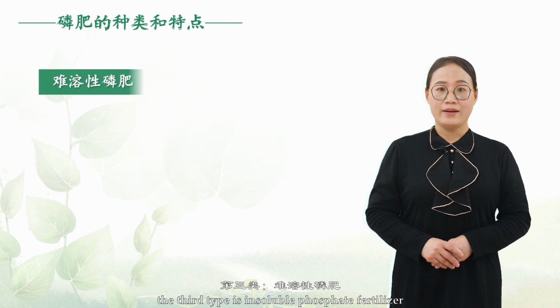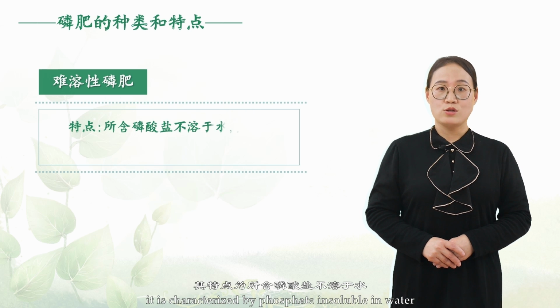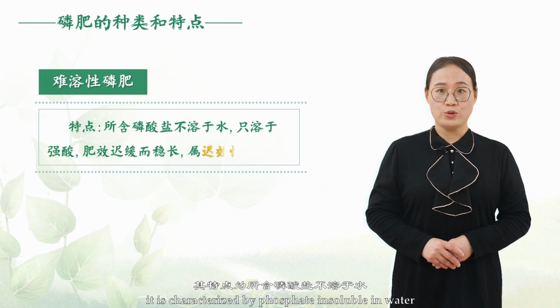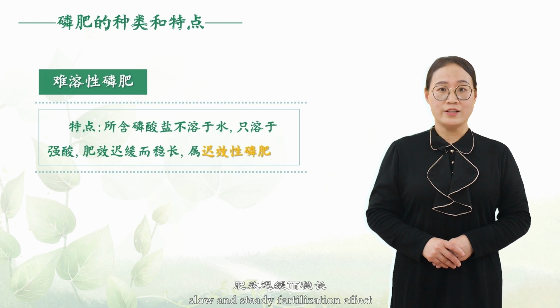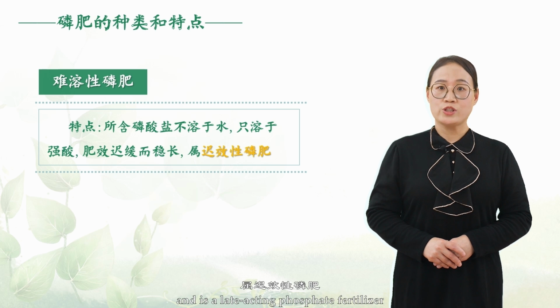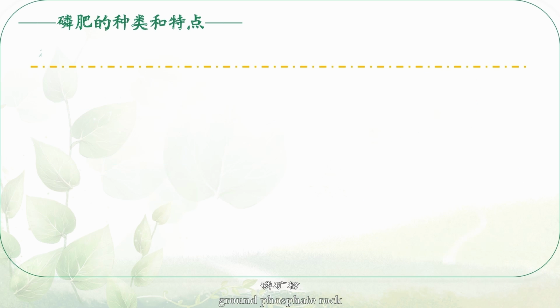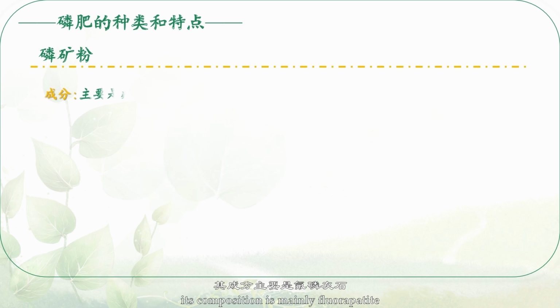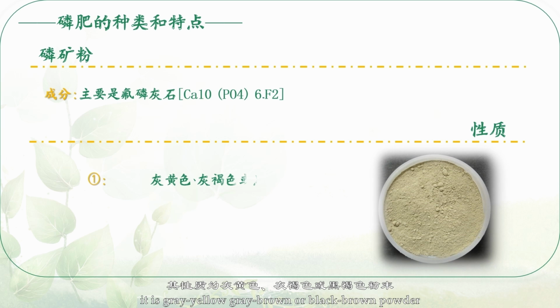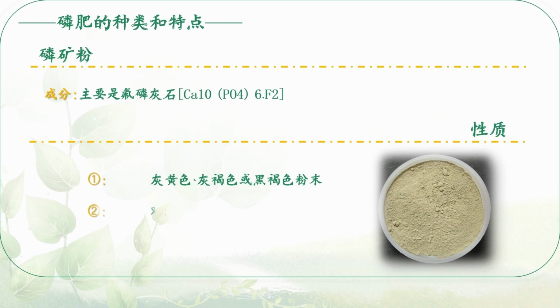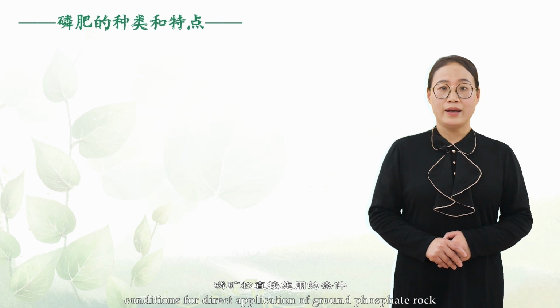The third type is insoluble phosphate fertilizer. It is characterized by phosphate, insoluble in water, only in strong acids, slow and steady fertilization effect, and is a late-acting phosphate fertilizer. Ground phosphate rock. Its composition is mainly fluorapatite. It is gray-yellow, gray-brown, or black-brown powder. It is insoluble in water. It is chemically neutral.